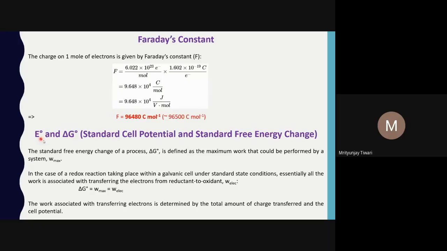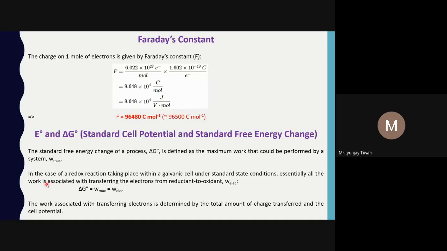So what we know is that the free energy change is the energy available to perform work. If the whole energy is used in performing work in the standard state, what is that energy? Any electrical work done: if a charge Q is transferred along a potential difference of delta V, the work done is equal to Q into delta V. This is what we know from our physics class.